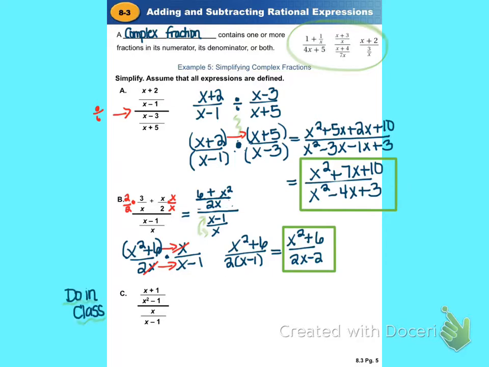And we're going to go ahead and leave example C as another do in class. This gives us a really nice sampling: one adding, one subtracting without common denominators, and one simplifying complex fractions to do together when we meet again.